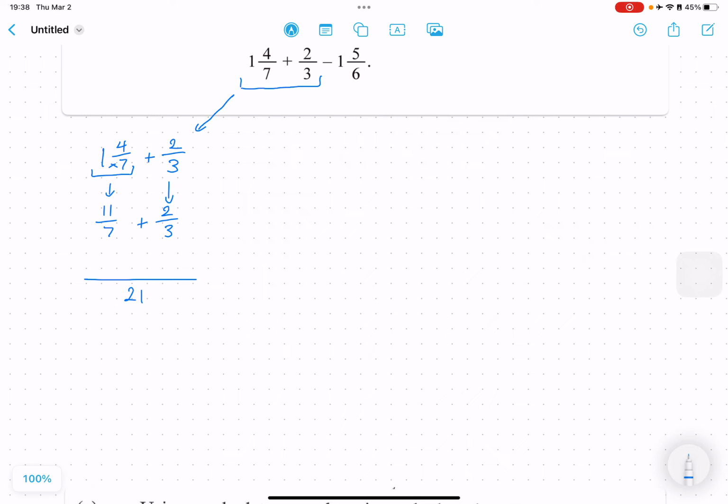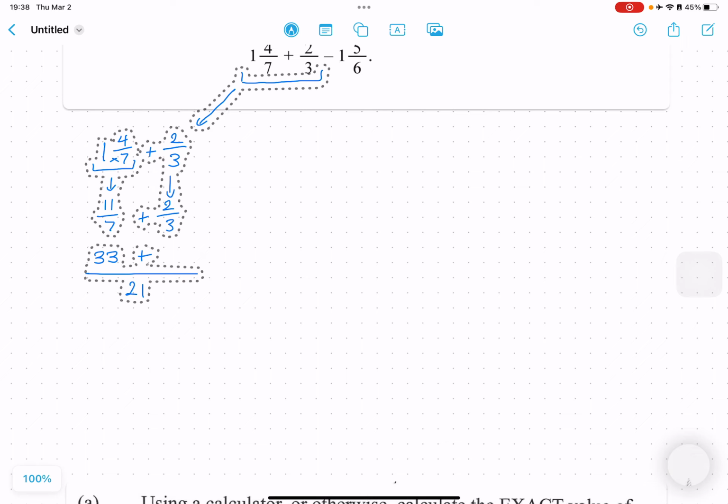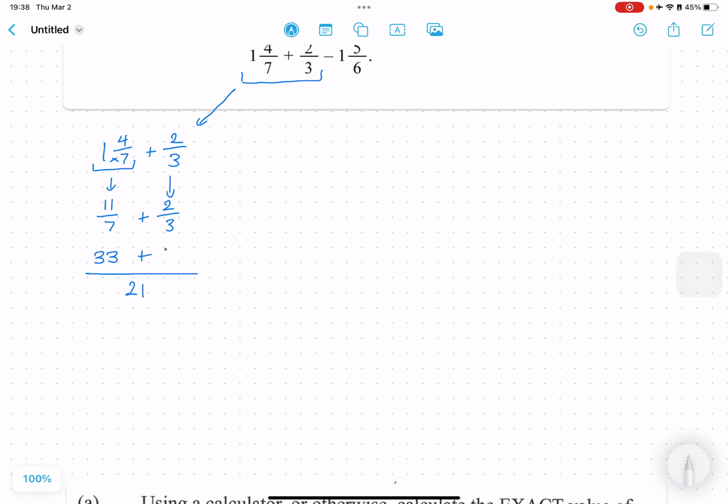And now you need to multiply by the 11. So 3 multiplied by 11 is 33, plus, and then 21 divided by 3 is 7, and then you take the 7 and multiply by the 2 to get 14.